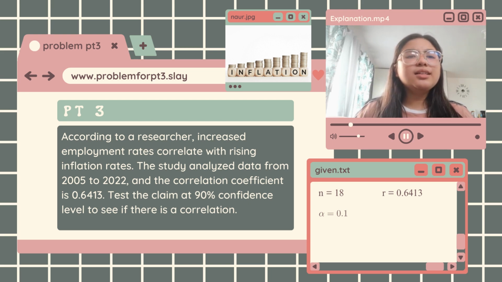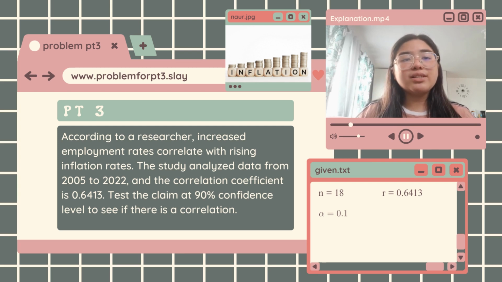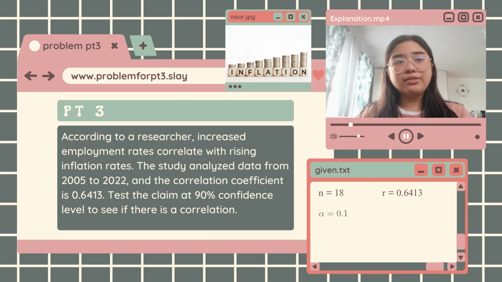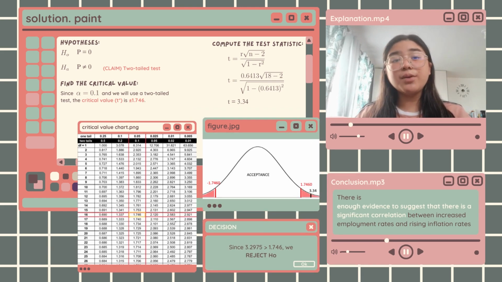First, let us identify the problem and the given. It says that we have analyzed data from the years 2005 to 2022. Therefore, we can say that we have a sample size of 18, or n is equal to 18. Next, we have already identified the correlation coefficient, which is r is equal to 0.6413. Lastly, since it is stated that we need to use a 90% confidence level, we must use a 0.1 level of significance.